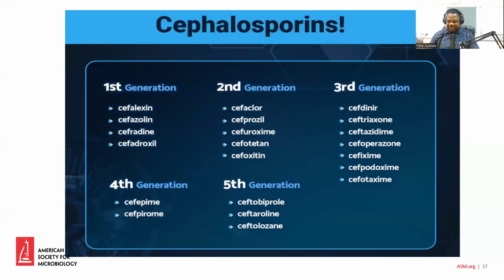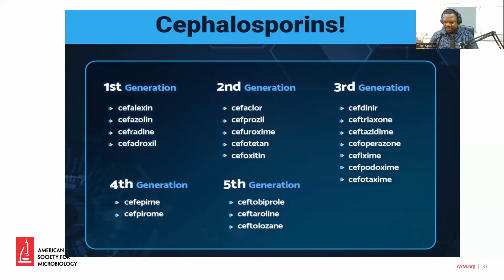So we have the different generations of cephalosporins on this slide. We can see the first generation: cefalexin, cefazolin, cefadroxil. The second generation, we have cefaclor, cefuroxime, cefoxitin, that is mainly used for testing in the lab, but cefuroxime is the most used in this generation.